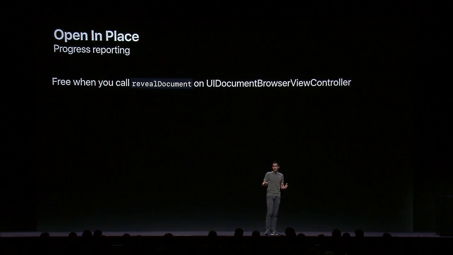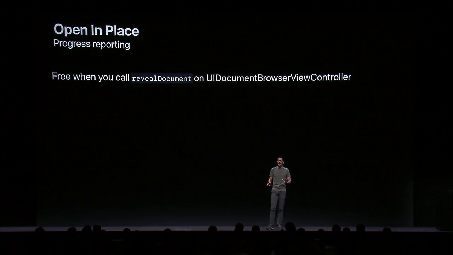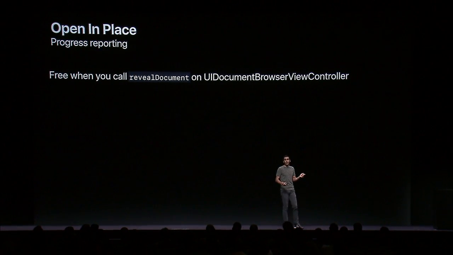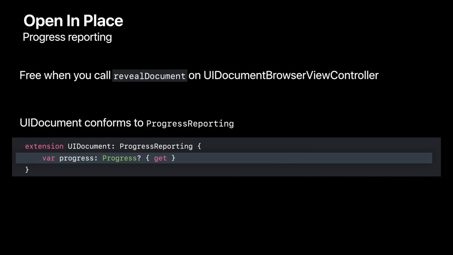Here's how you can implement progress reporting in your app. If you call the document browser view controller reveal document API that's been described previously, you'll get that UI for free. So you'll see a loading UI on top of the icon in the browser. Otherwise, you may opt to display your own progress UI. If your app uses UIDocument, you should know that UIDocument conforms to progress reporting. And so, to display your own progress UI, you simply access the progress property to display your own progress.